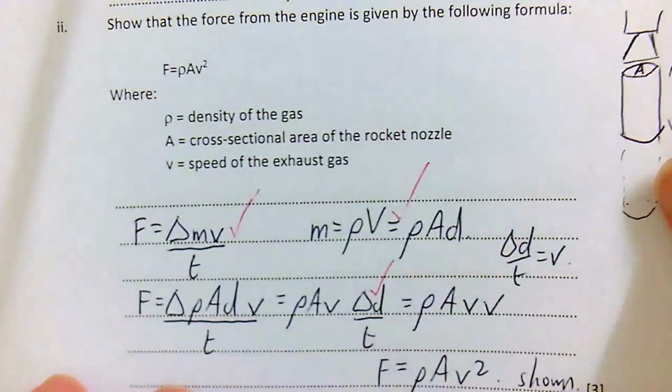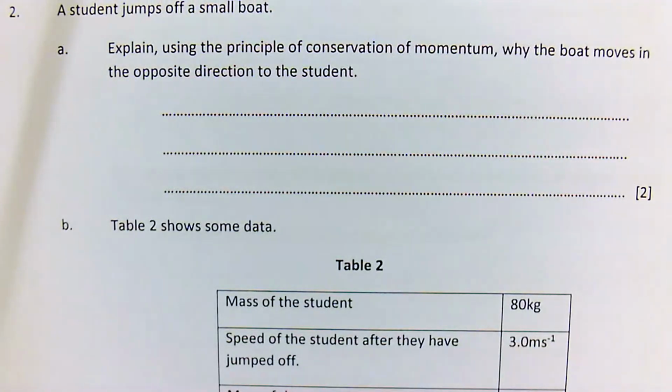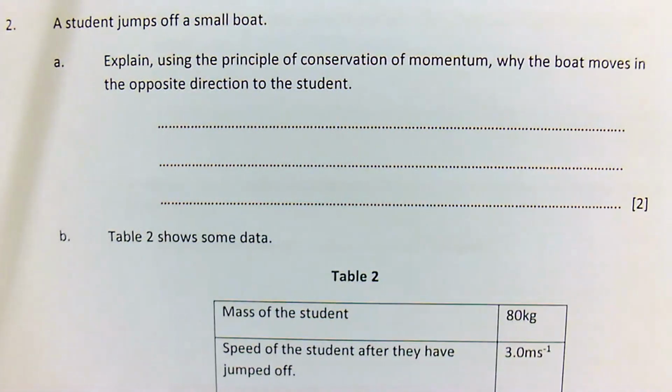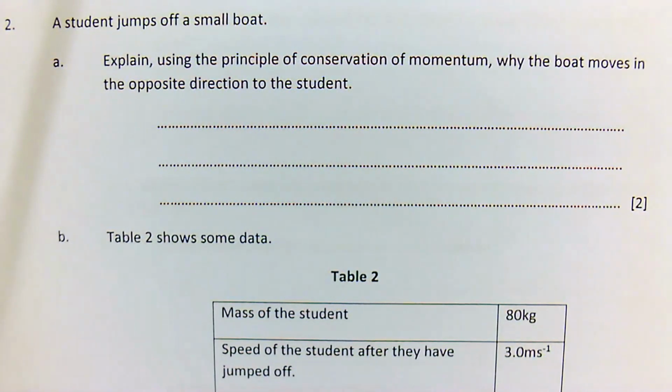So let's now move on. The second question for you to have had a go at is to look at the idea of a student jumping off a small boat. We're going to assume it's stationary at the beginning. Explain the principle of conservation of momentum, why the boat moves in the opposite direction to the student.